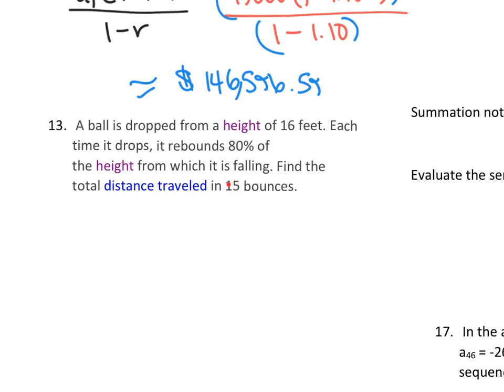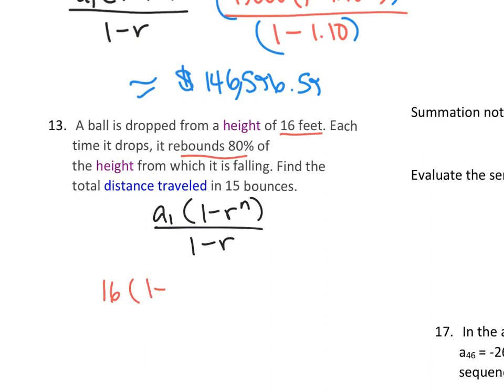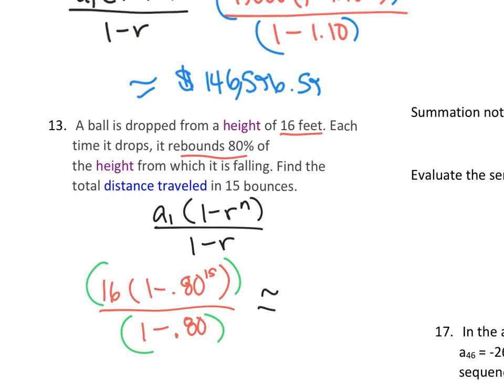So 15 means it's finite, and because this is percent, you're going to use the formula a sub 1 times 1 minus r to the n over 1 minus r. So a sub 1 is 16. 1 minus, it's rebounding to be 80%, and it's 15, because that's the number of terms, over 1 minus 0.80. So again, put the numerator in parentheses, put the denominator in parentheses. Probably going to have to approximate and round.